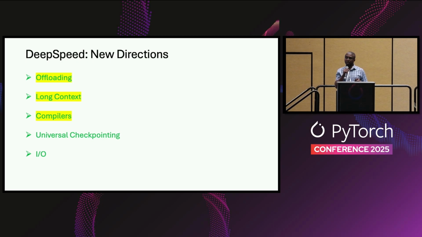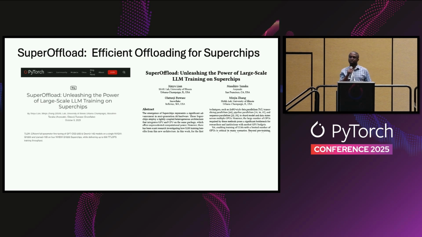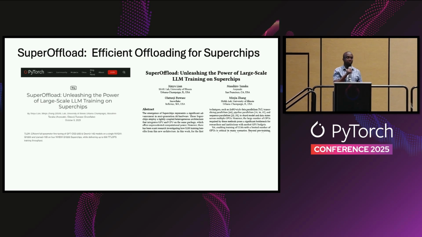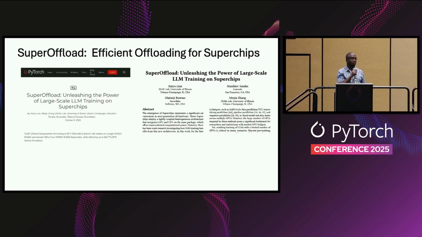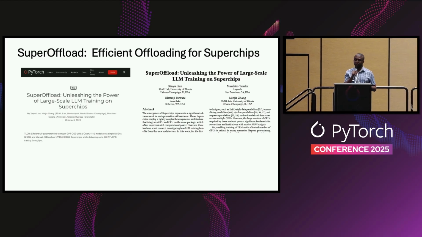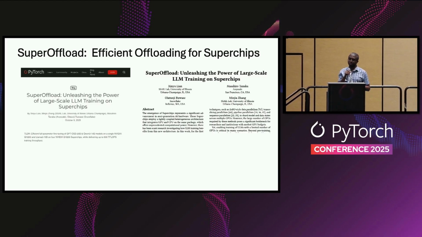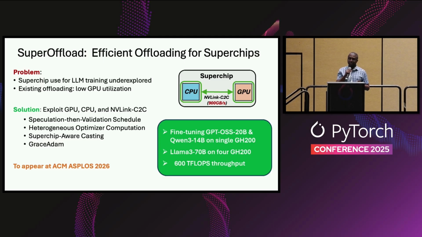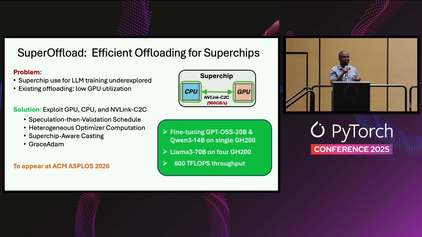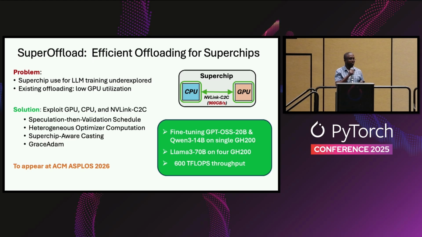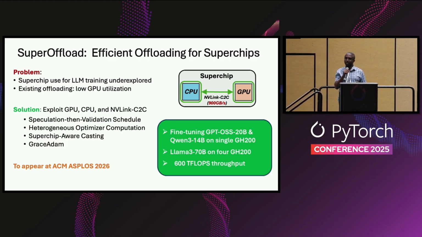The rest of this talk, I'll focus on just the first 3 lines of work. So the first work that I'll talk about in offloading is something we call SuperOffload. It's one of our newest works. This is making offloading efficient for the emerging superchip architecture. So the motivation here is that superchips are new. I mean, they're just becoming available broadly, but there hasn't been a lot of study about how to efficiently use them for large language model training.